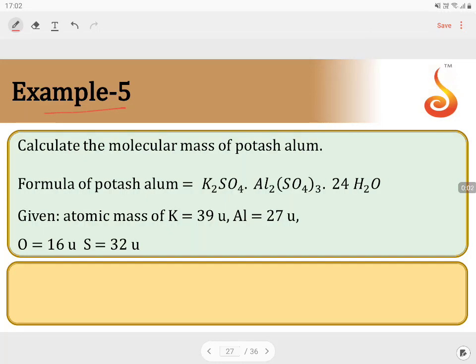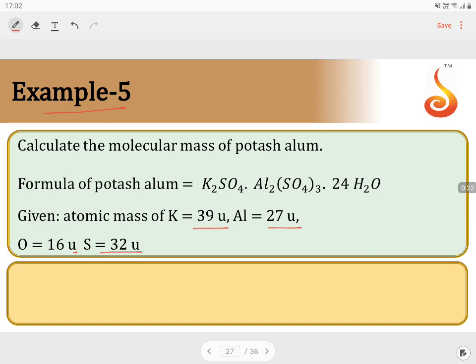Example number 5, molecular mass calculation. Children, if you remember, in one of the examples we had the molecular mass calculation with decimal values. Here we have no decimal values given in the hint or in the chart. You can see in the questions.